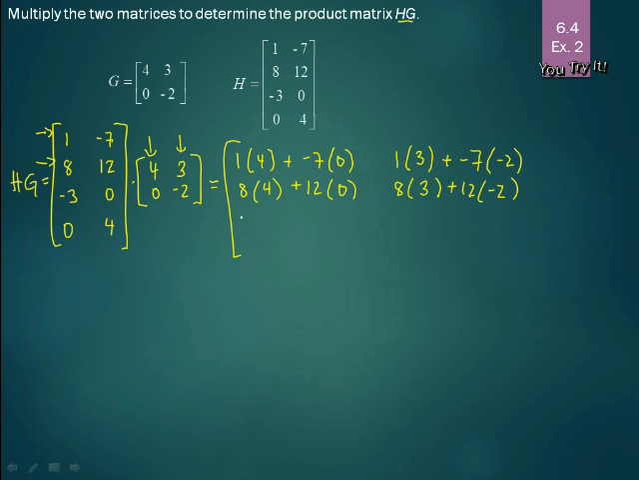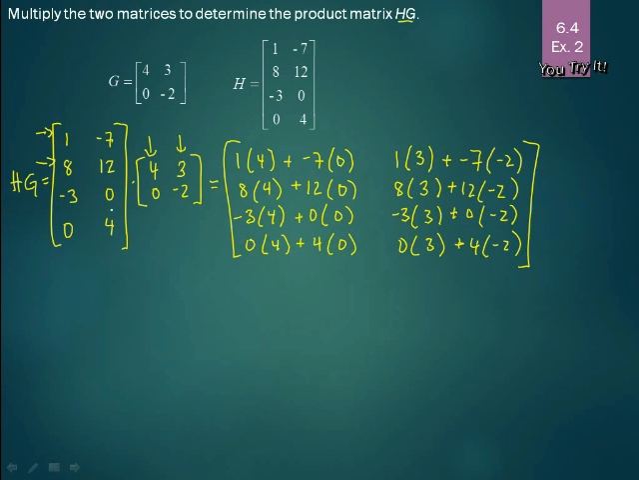And then in the third row, we have -3, and again times 4, and then plus 0, and then again times 0, and then again -3, and then this time times 3, the one in the second column, and then plus 0, and then times -2. And then lastly, we'll have 0, this is for the fourth row, and then again times 4, and then we have plus 4 times 0. And then 0 again, but this time times 3, plus 4 times -2. So again, just row multiplying by each of the columns.